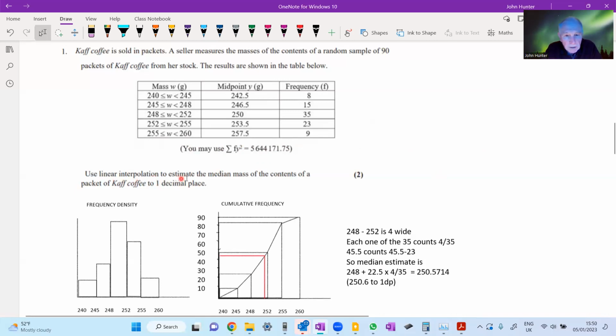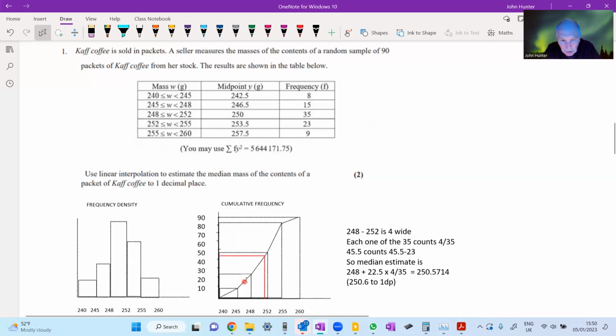Use linear interpolation to estimate the median mass of the contents of a packet of coffee to 1 decimal place. Cool. Right, okay, well, I've drawn the frequency density here, and we've also drawn the cumulative frequency here. That's done in exactly the same way we did it above. This box represents the first category, this box represents the first 2 categories added together, and so on, 3, 4, 5.